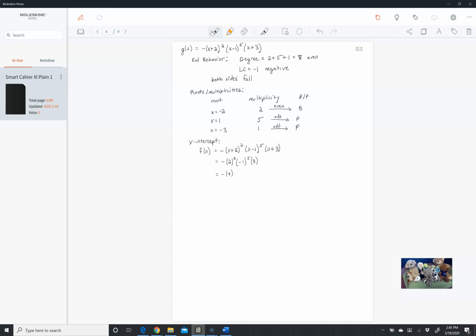The negative is inside the parentheses here, so the negative is being raised to the 5th. -1 to the 5th is -1, times 3. So -4 times -1 is +4, times 3 is 12. Again, we're multiplying. So our y-intercept is (0, 12).